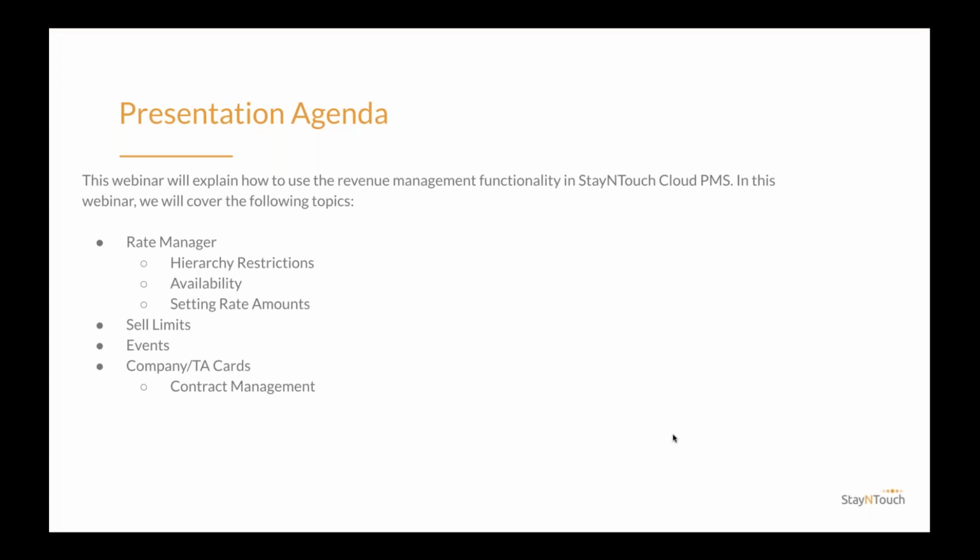Today's presentation will explain how to use the revenue management functionality in StayNTouch Cloud PMS. In this webinar, we will cover the following topics: the rate manager, which includes hierarchy restrictions, availability, and setting rate amounts, cell limits, events, company and TA cards, and contract management. We will have a short Q&A session at the end of the presentation.